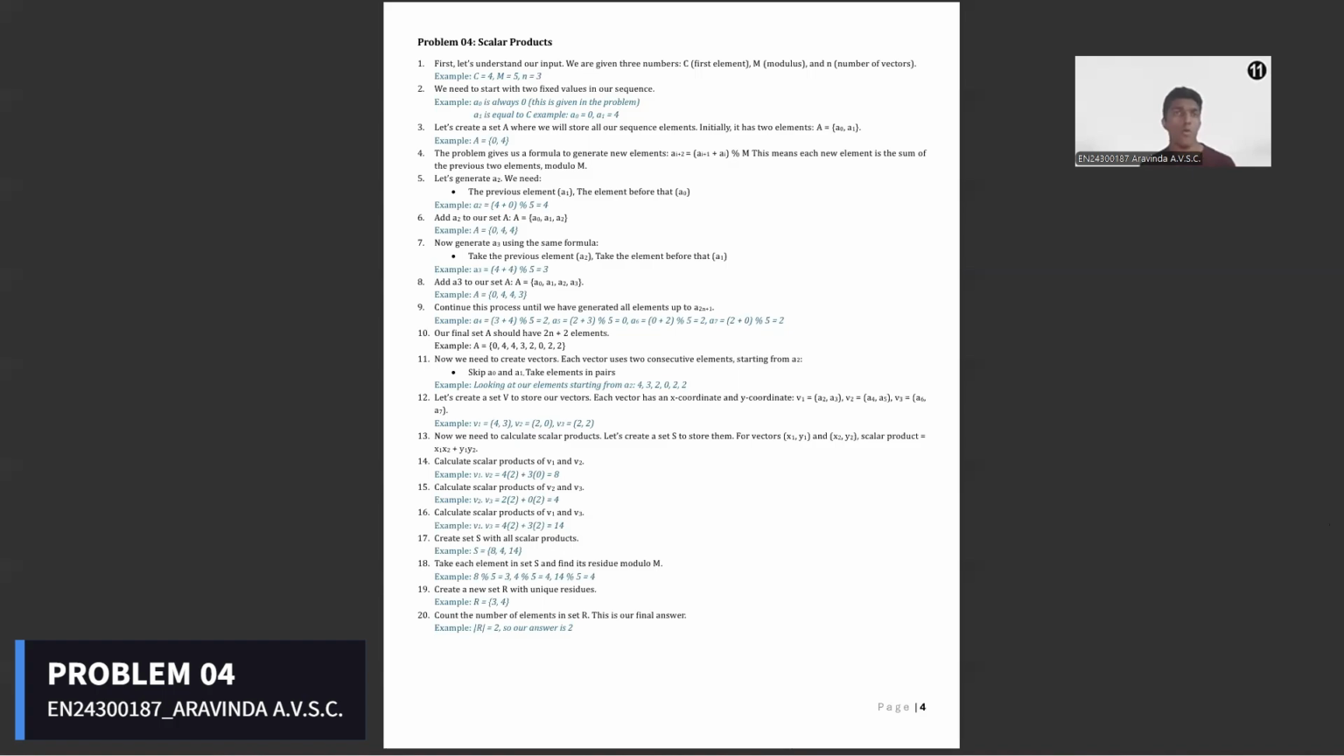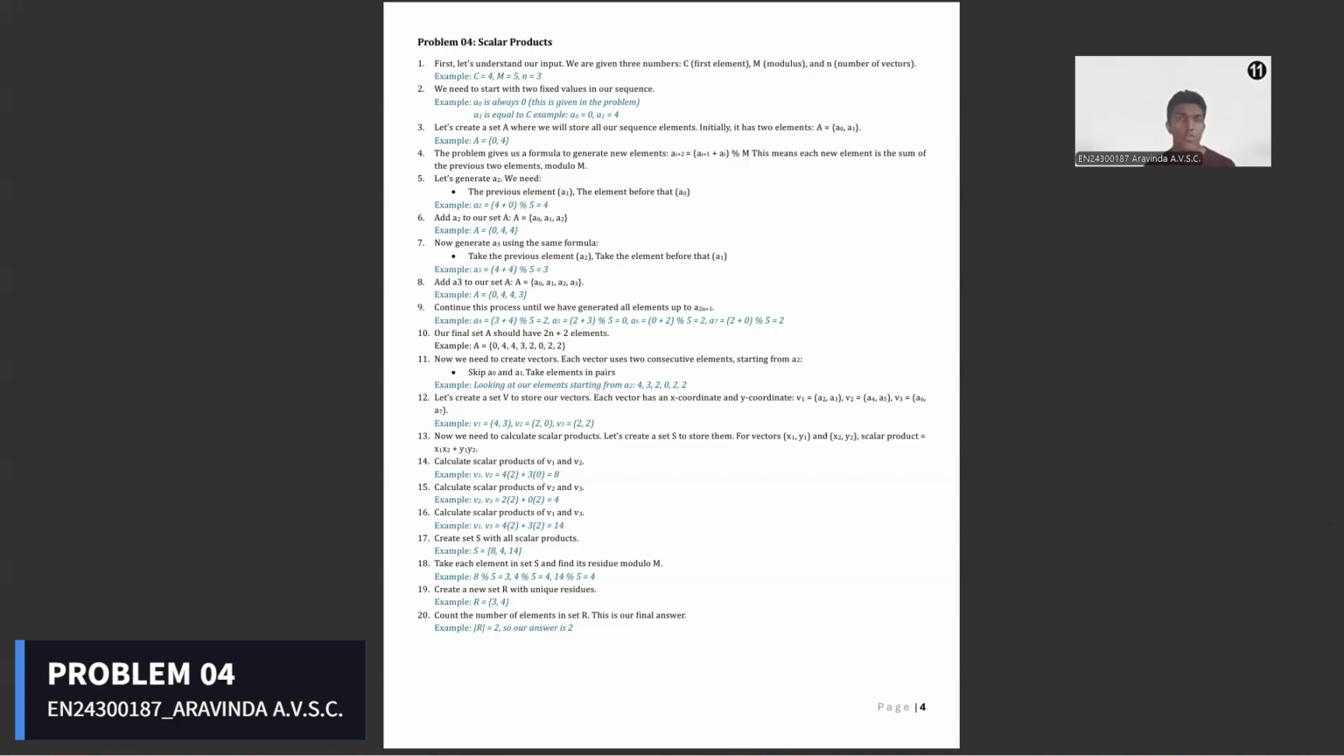Solution to problem number 4. In this problem, I started by defining a sequence using a specific rule. Each new element is the sum of the previous 2 elements, taken modulo m. Beginning with fixed initial values a0 always 0 and a1 equal to a given constant c, I systematically generate a sequence of numbers. Then I transform this sequence into vectors by pairing consecutive elements, skipping the first 2.